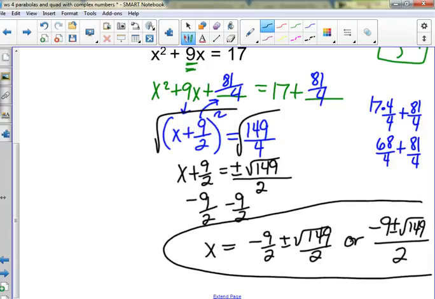Questions? Can you do one of those? Now, this looks like an answer you would have gotten from quadratic formula. Could you do quadratic formula to check that you did completing the square right? Absolutely. But if the directions say solve by completing the square, guess what I'm going to be looking for? The work, right?